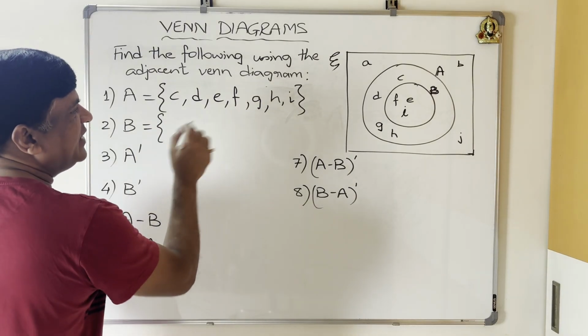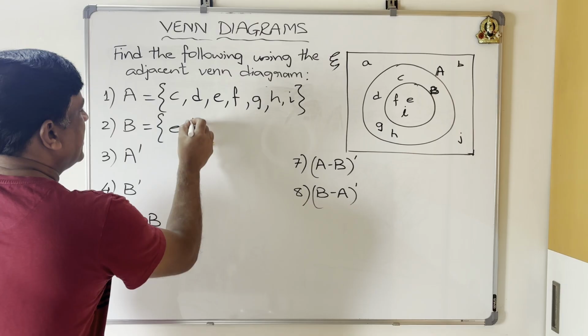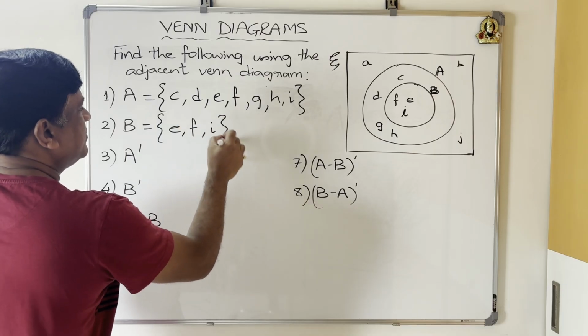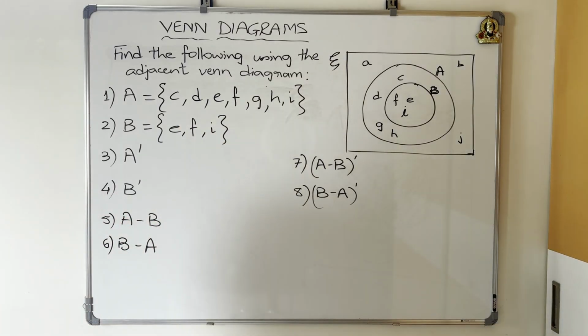What are part of B? There are 3 elements, E, F, and I. Make sense? Are you in agreement with me? Okay.